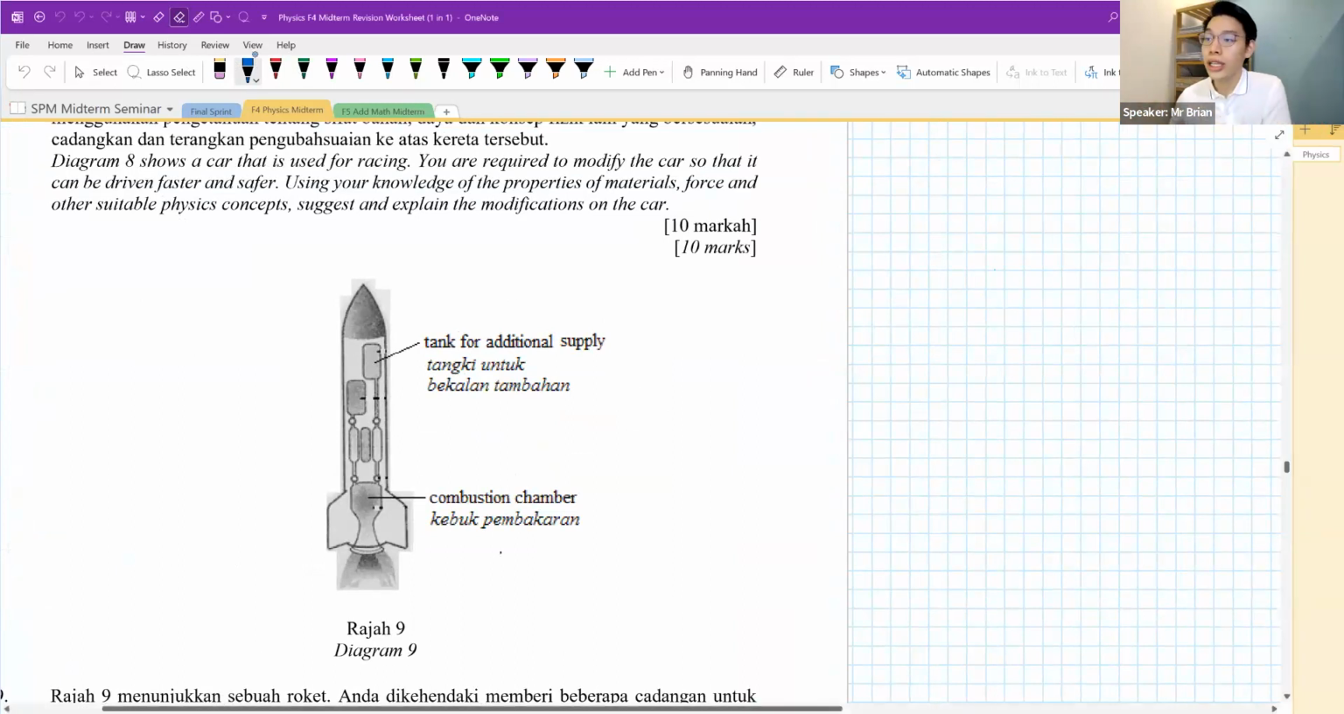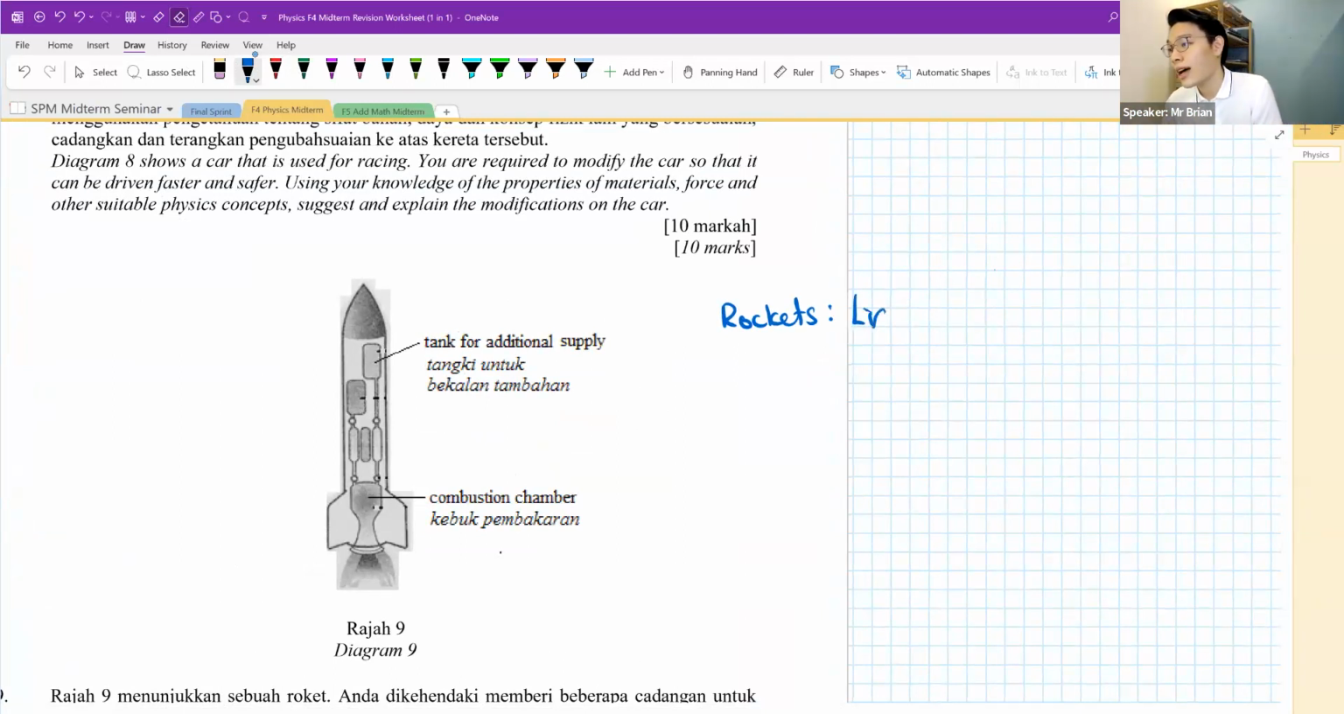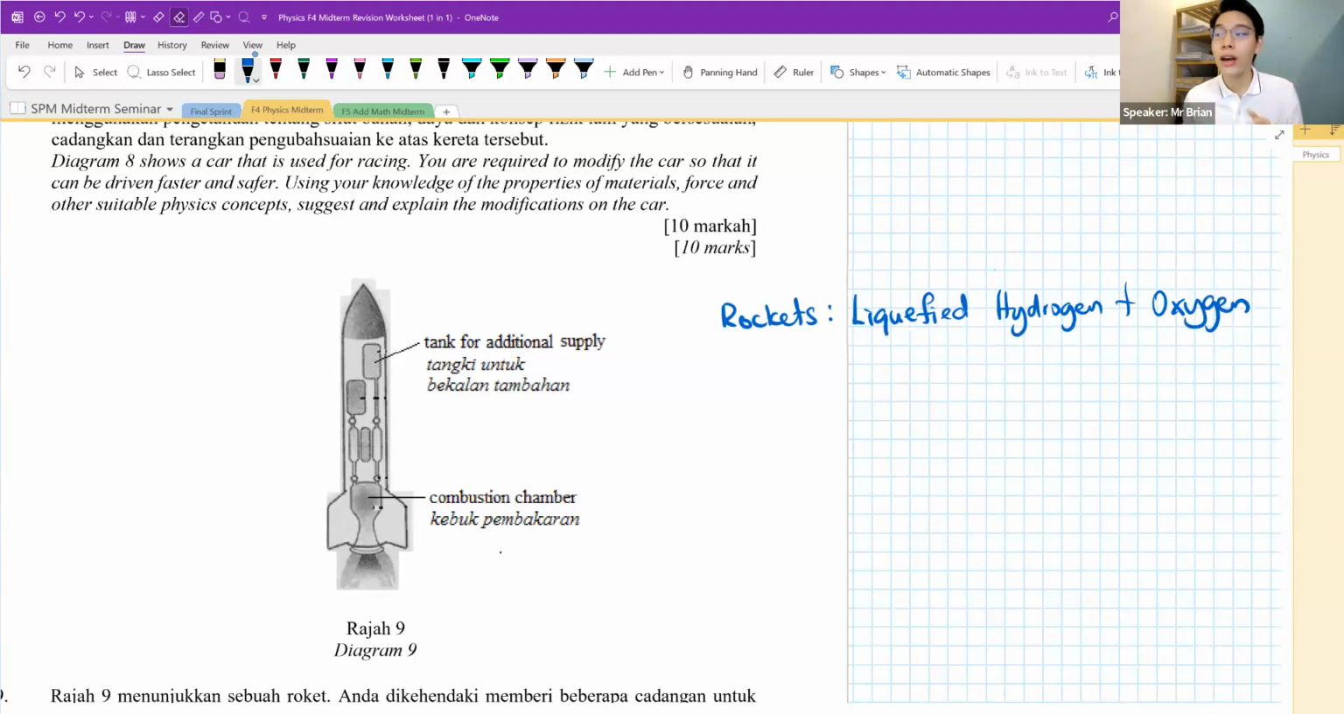Number one, usually for our rocket, even up to the modern days right now, we will use a special fuel. We don't use petrol. We use liquefied hydrogen and oxygen. We don't use petrol for one very simple reason, because we want to create a lot of exhaust gas. You want to burn hydrogen and oxygen, and you want to produce a lot of exhaust gas.